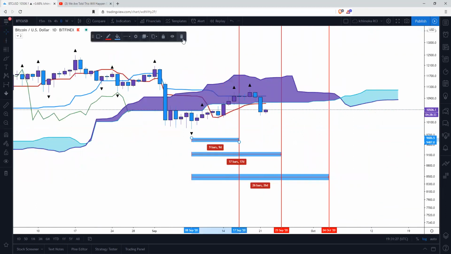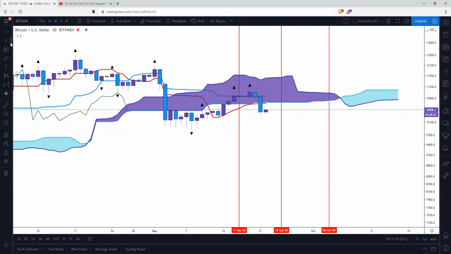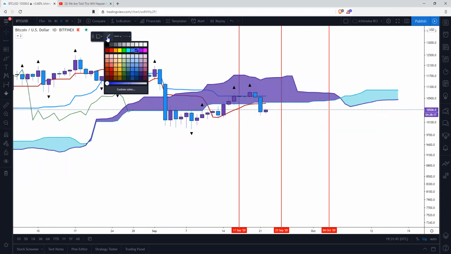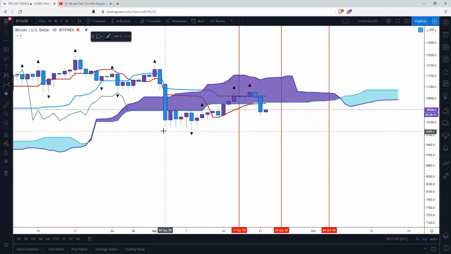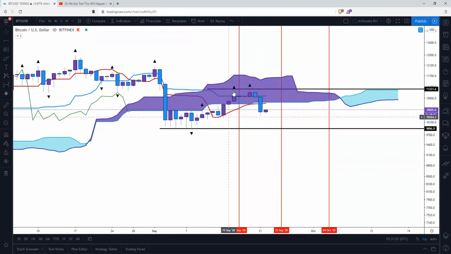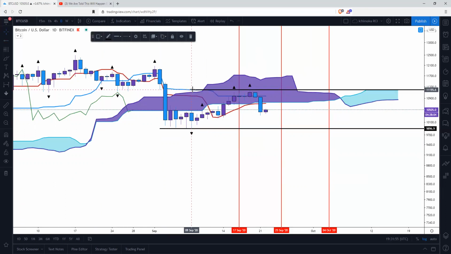Now the next thing I want to do, I want to identify my levels of support and resistance. And then also see if there's any pattern that goes along here as well. Because if there's no pattern, then there's nothing for me to really look for. So I marked up the weekly high, the daily high, and the daily low, the highest price and the lowest price of the last 26 periods.